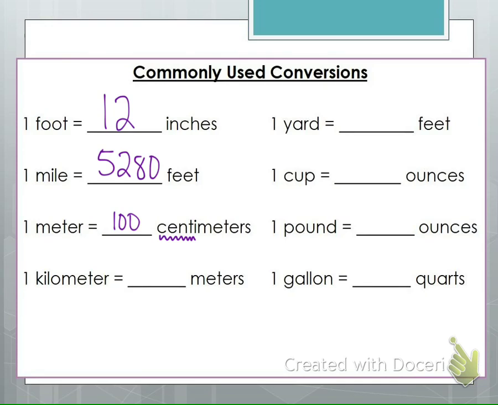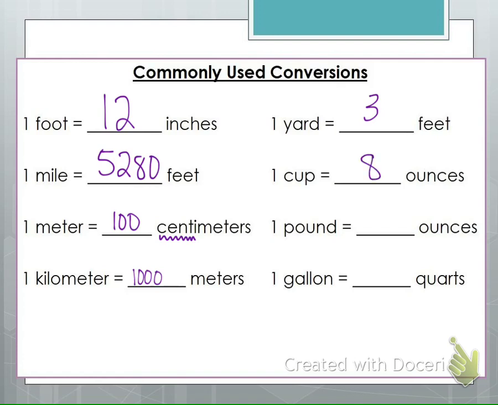A kilometer, or kilometer, depending on who you ask, is how many meters? More than 100. 1,000. A kilo is 1,000. 1 yard is how many feet? 3 feet. Certainly 3. In 3 yards, there would be 9 feet. All right, in 1 cup, anybody know this one? 8 ounces, good.